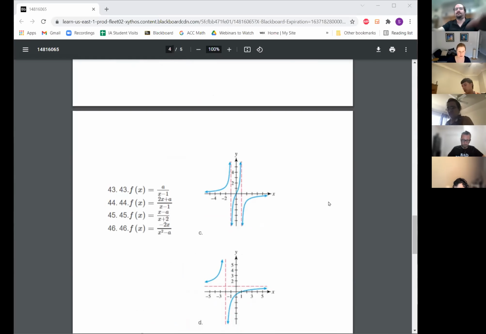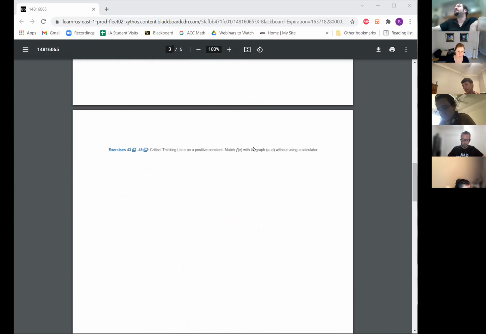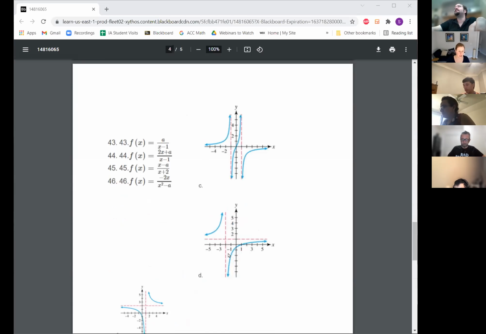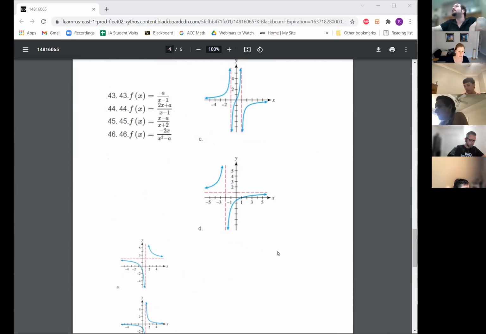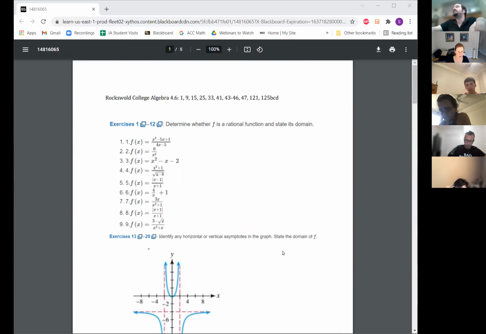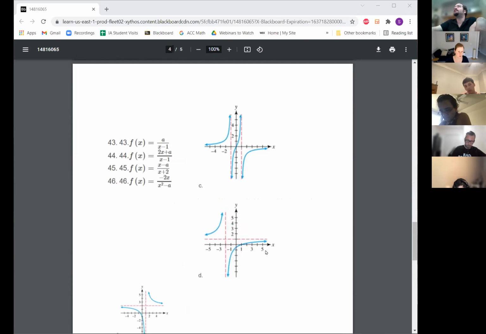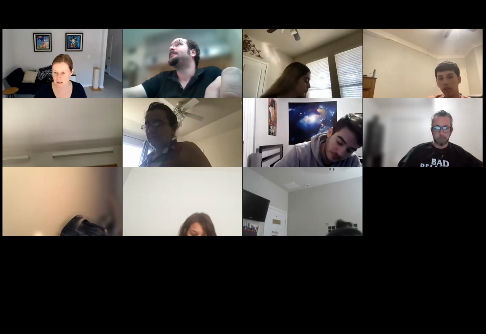43 to 46. Looks like these have graphs and it wants you to match them without a calculator. So these should be a little bit quicker because you're matching. So we'll do those. And then, see, none of these have a hole either. Okay, and then we have 121 and 125. So hopefully we'll have time to get to those. If you finish early, start 121 and 125, if you finish the matching before I bring you back. Okay. All right.